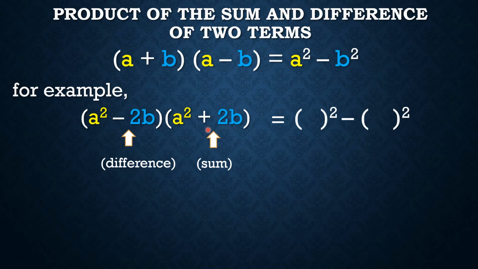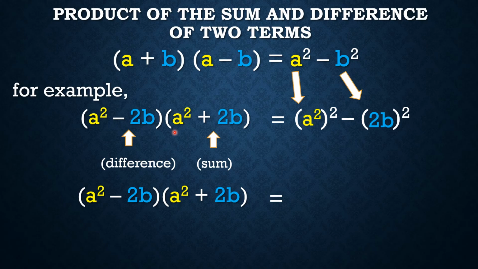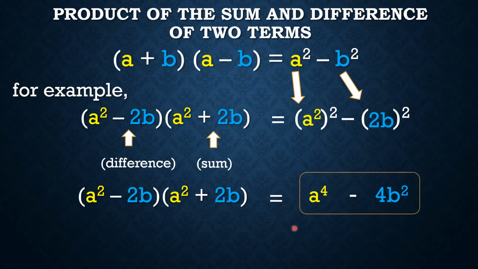So, by using the above identity, we just need to square the first term and then the square of the second term. So, a squared raised to 2 is equal to a to the fourth power minus 2b raised to 2 is equal to 4b squared.